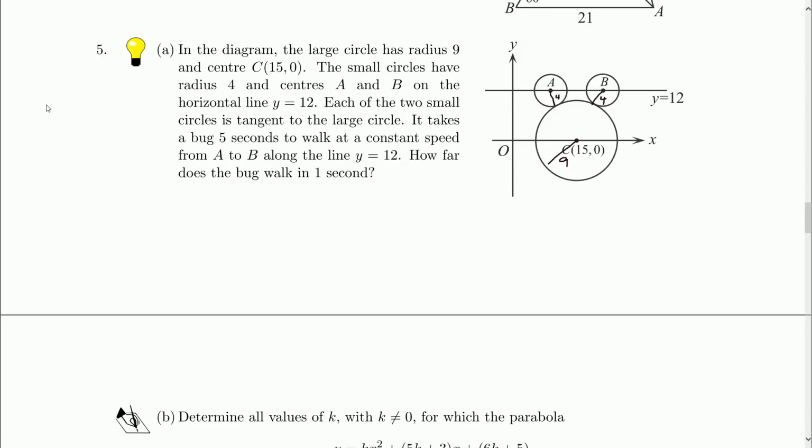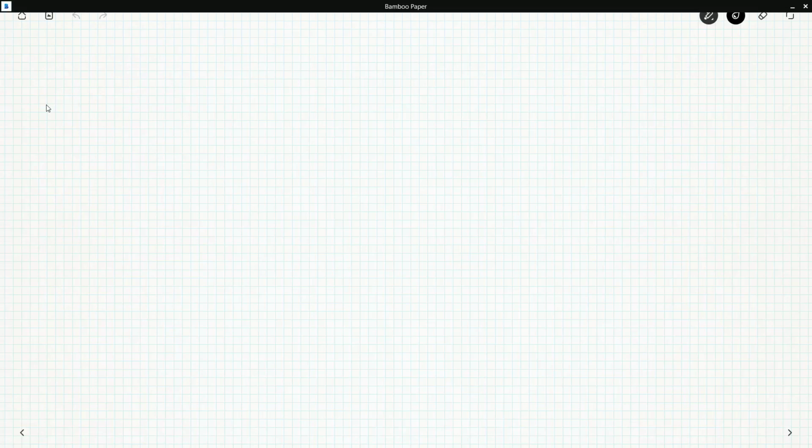It takes a bug 5 seconds to walk at a constant speed from A to B along the line y equals 12. So our bug walks from there to there. How far does the bug walk in 1 second? We basically just need to find this distance, whatever it is, d, and divide that by 5, and that'll give us our answer. It's a light bulb question, so we do just need a final answer. Okay, so let's draw our picture here.